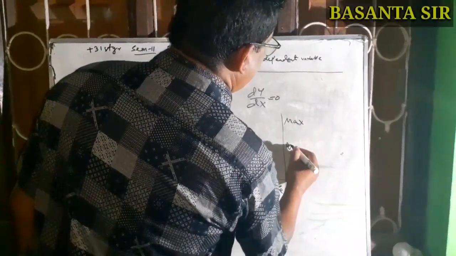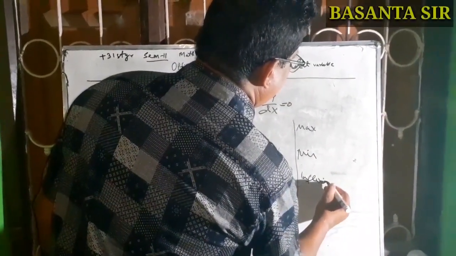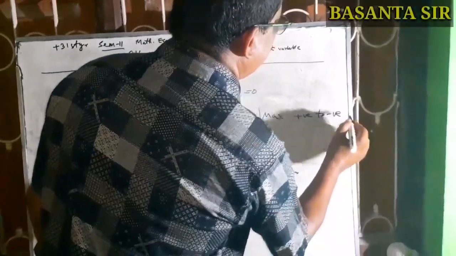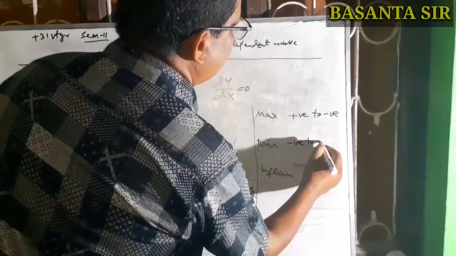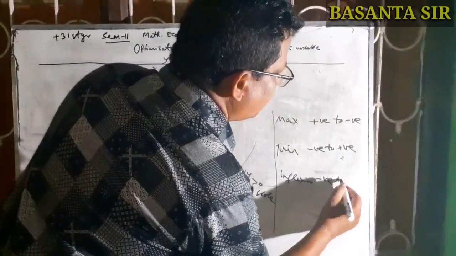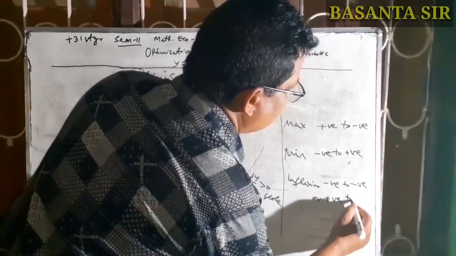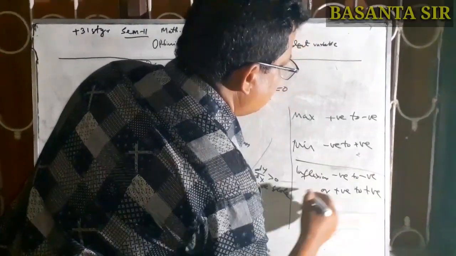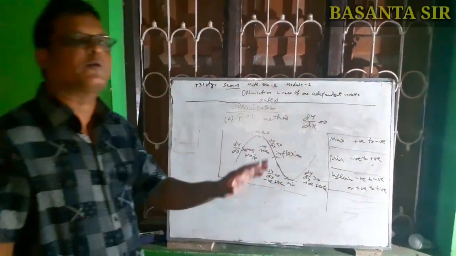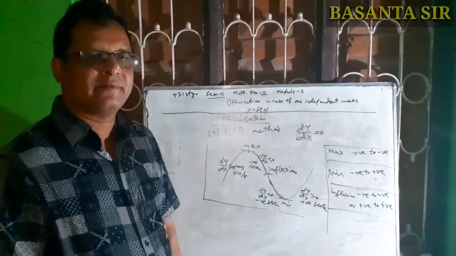Maximum, minimum, and inflection. How? Positive to negative, negative to positive, and negative to negative, or positive to positive. This is the condition of finding maximum, minimum or optimum value of a function using first order derivative test.